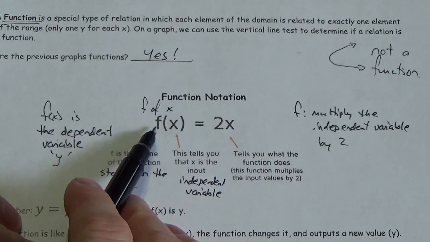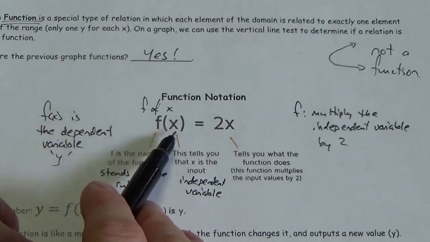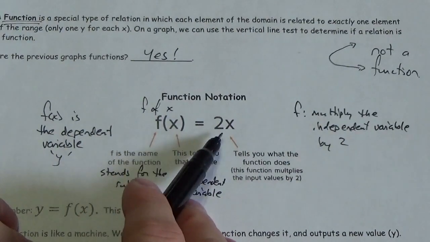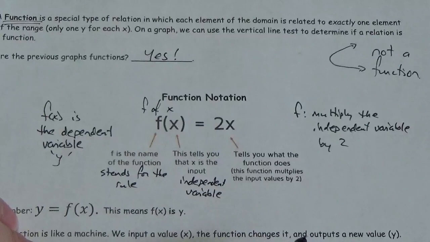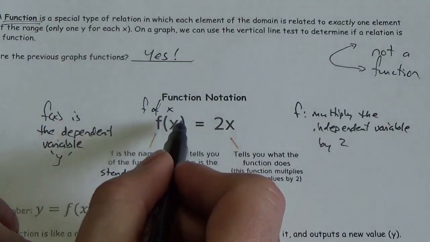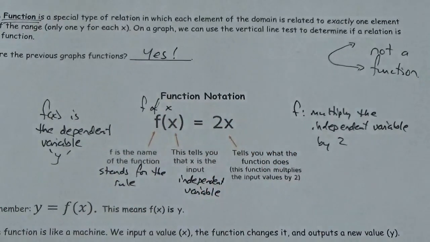So f means multiply the independent variable by 2. Whatever's inside here is the independent variable, so that's x. So the result is multiply x by 2. That's the result. So this is what the function does here, okay? So you need these two pieces together to create the dependent variable.